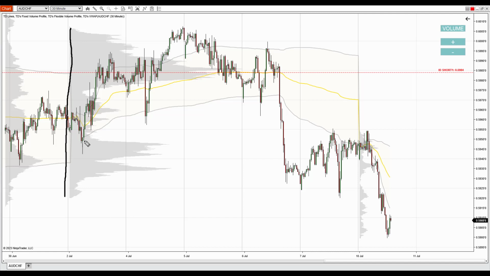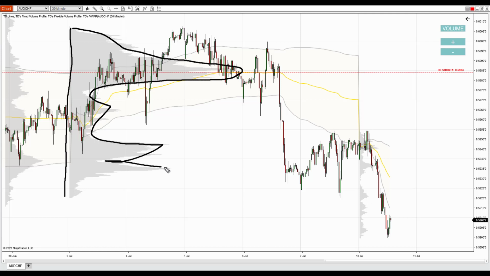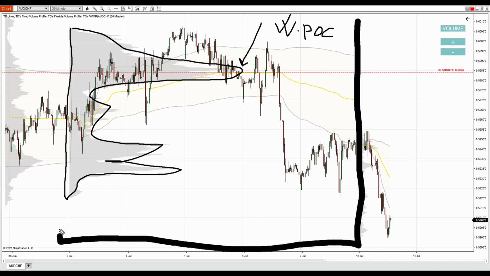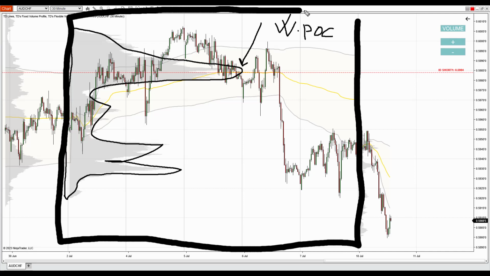This is weekly volume profile, which shows volume distribution over the whole previous week. As you can see, the heaviest volumes are right here. This is the weekly point of control, which means that those were the heaviest volumes throughout the whole previous week, throughout this period. And as I think you've already noticed, this is exactly at our level.